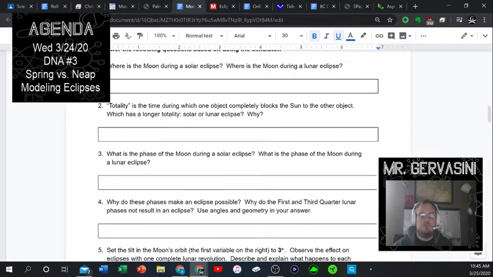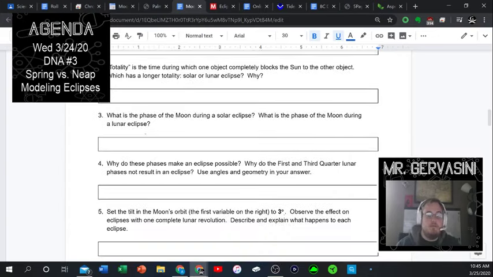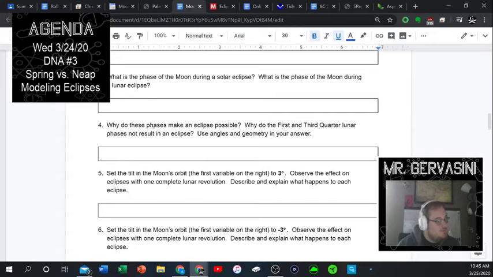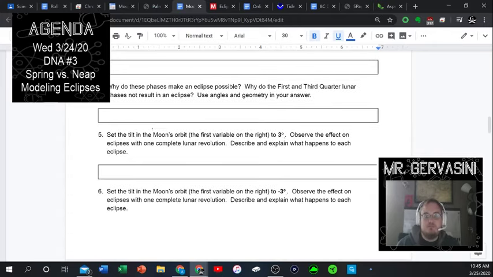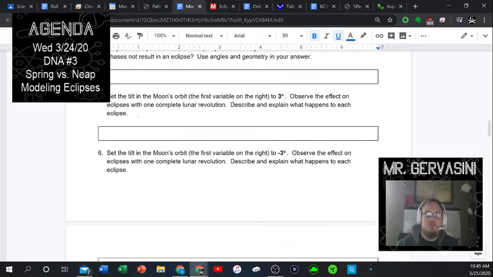Where's the moon during a solar eclipse? Where's the moon during a lunar eclipse? During totality, which has a longer totality? So which one lasts longer, a solar eclipse or a lunar eclipse? 3, what is the phase of the moon during a solar eclipse? What is the phase during a lunar eclipse? If you've been paying attention, you should probably be able to answer that. 4, why do phases make an eclipse possible? Again, think about first and third quarter.